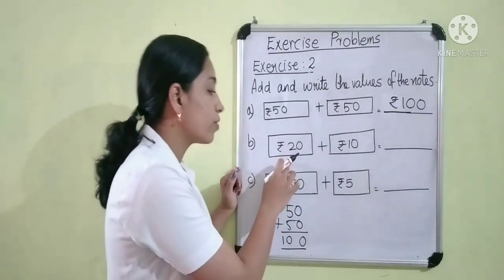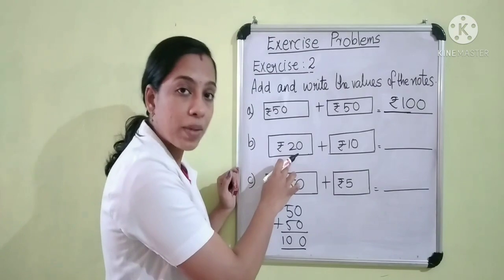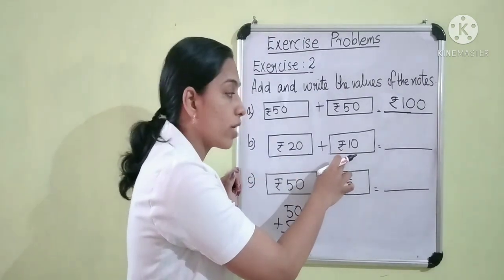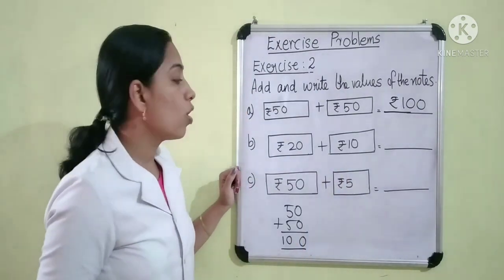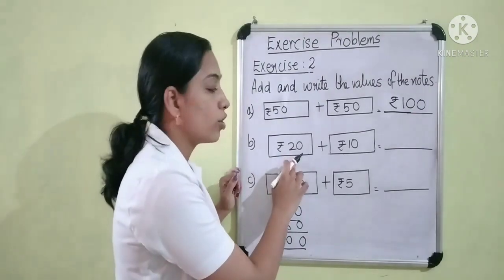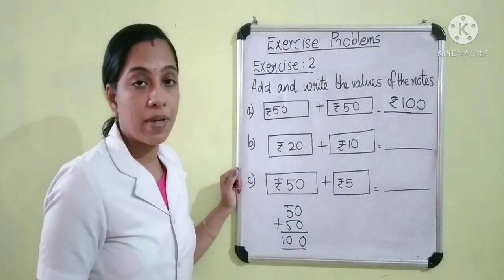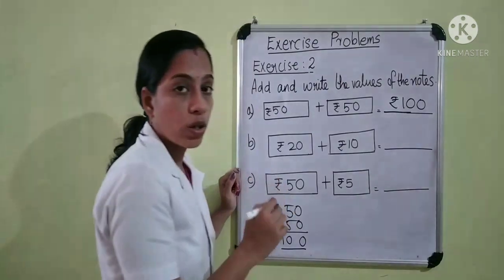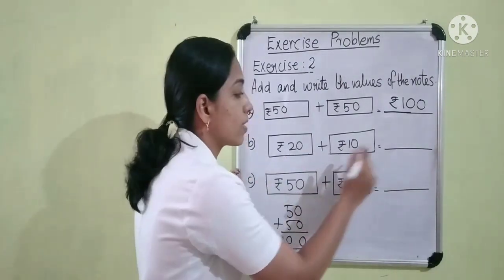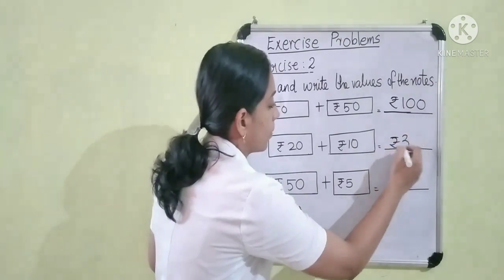The next one, here we can see a 20 rupees note and a 10 rupees note. So the value of this 20 rupees note is rupees 20 and the value of this note is rupees 10. So we have to add 20 plus 10. What is 20 plus 10? Yes, 20 plus 10 is equal to 30. So the value of these two notes is rupees 30.